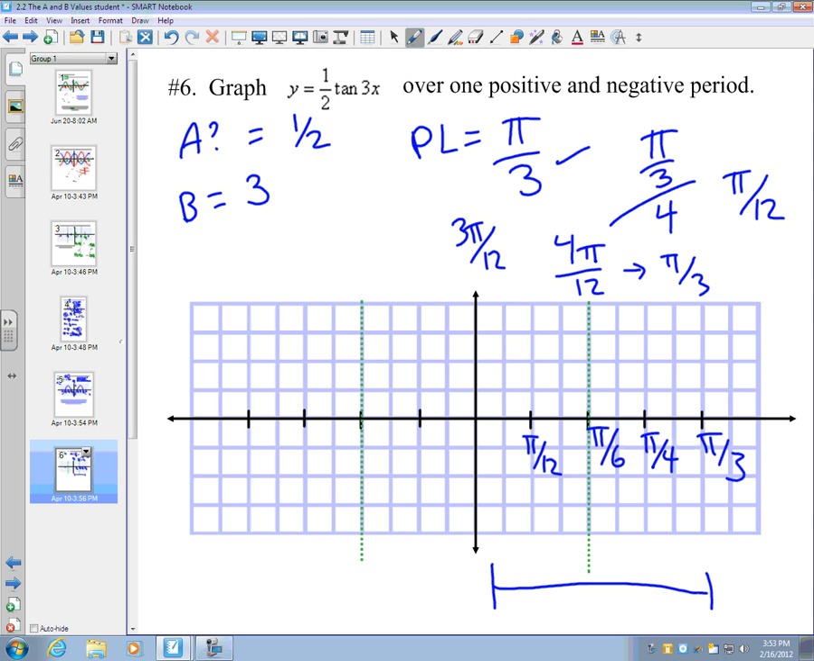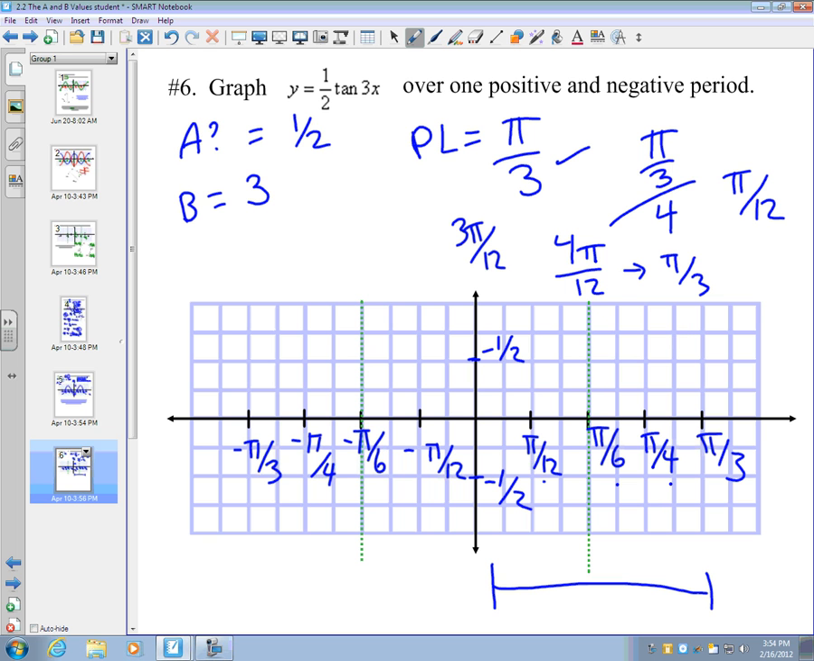Now let's mirror that. Negative pi over 12, negative pi over 6, oops, that should be negative pi over 4, negative pi over 3. So we're going to get really good at fractions, guys. You'll see, you'll start to get really good at adding by twelfths and by sixths and things like that. Okay, so it's going to follow the exact same pattern as a tan graph, only its amplitude is going to be negative 1/2.